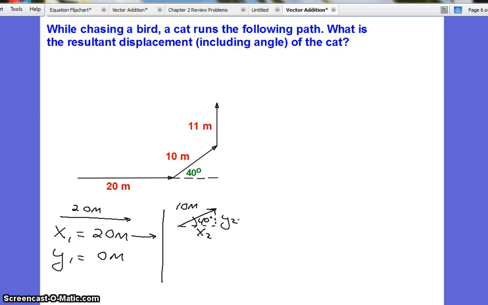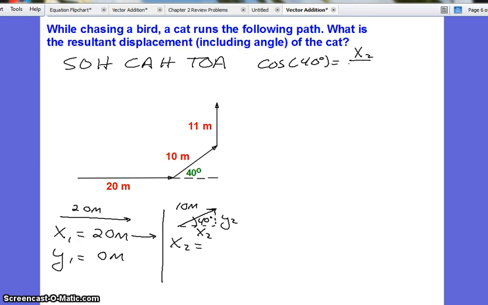Now in this case, to get the x component, I'm going to use my SOHCAHTOA, and because that is the adjacent side, and I know my hypotenuse, my SOHCAHTOA says that I'm going to use my cosine, my adjacent and my hypotenuse. So I can show my work up here. Cosine of 40 degrees is equal to my x component over the hypotenuse, which is 10 meters. So I multiply each side by 10, and I get my x component, which comes out to be 7.66 meters. So 7.66 meters to the right.